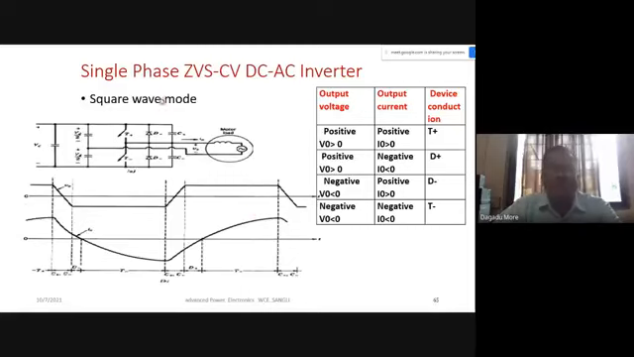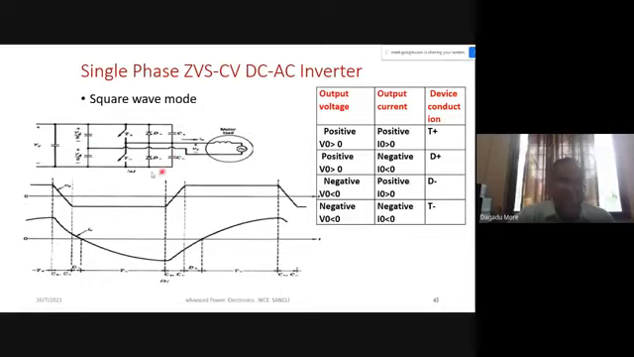Today we'll go for a single phase DC to AC. We go for the inverter. So this is our single phase zero voltage switching clamped voltage DC to AC inverter. We are having a single phase inverter, and if you look at the configuration, this will be a half bridge inverter. Basically this will be a half bridge inverter.